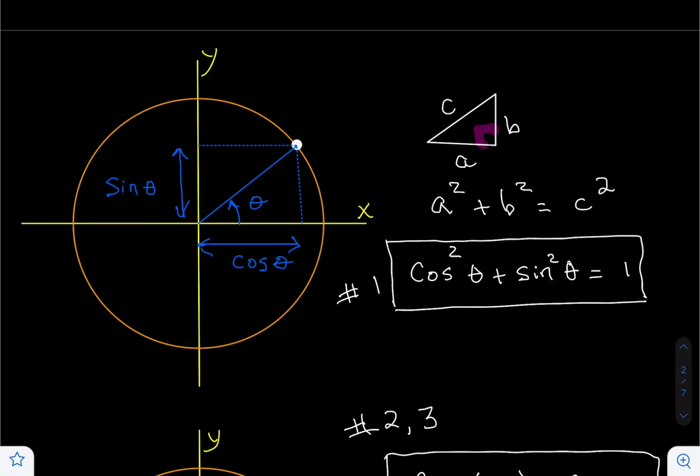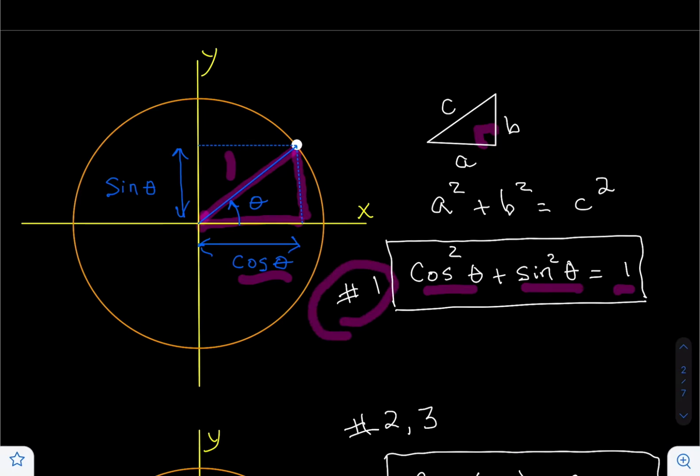So you have this same triangle right here. This would be a, so cos squared right there, plus this is the b side, sine squared, is equal to c squared. But this is a unit circle, so that length is 1, so 1 squared is equal to 1 right there. And you have here your first trigonometric identity.